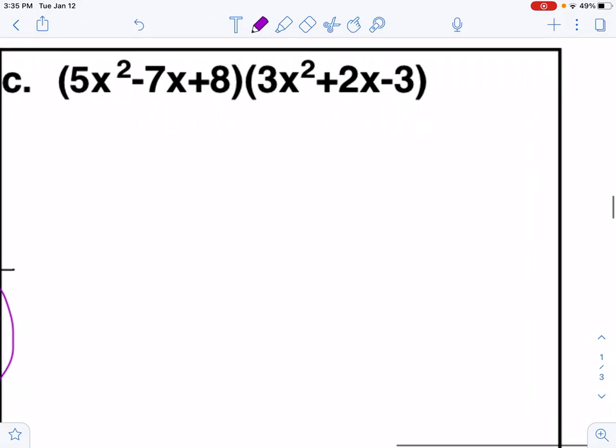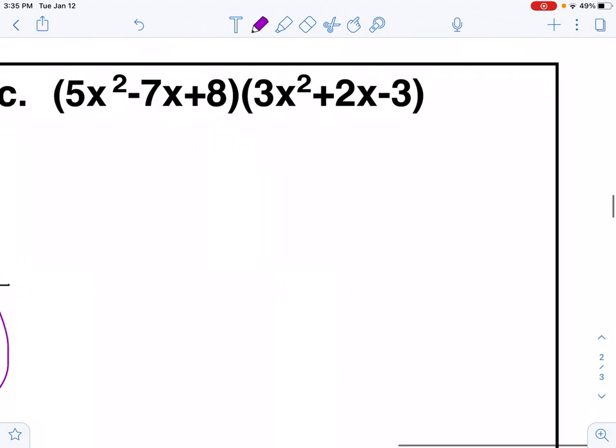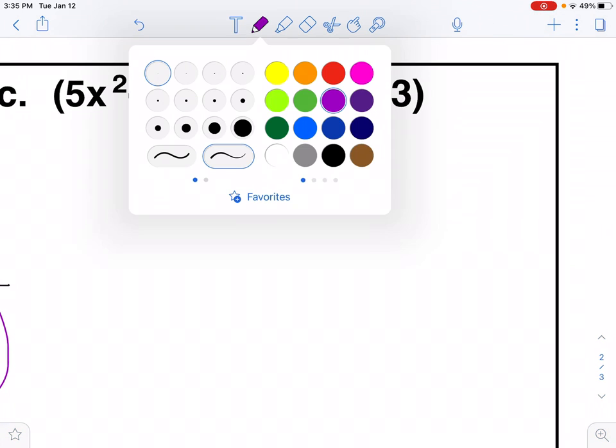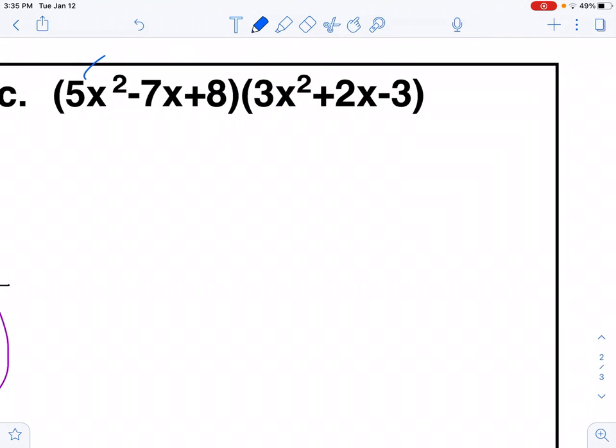Now this triple distribution one is crazy, but we just take it one piece at a time. So I'm going to do blue. I'm going to say 5x squared times 3x squared. So another way to organize this is you can do lines underneath. So watch. 5x squared and 3x squared is 5 times 3 is 15. And x squared makes x to the 4th.